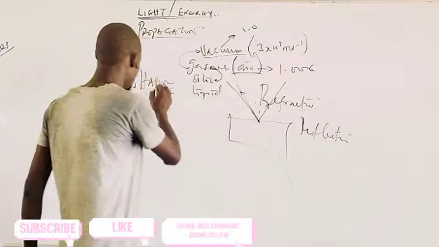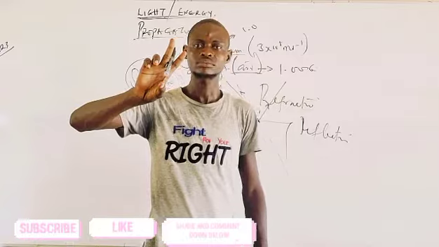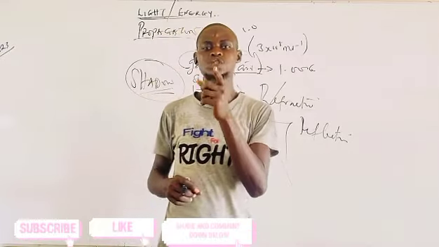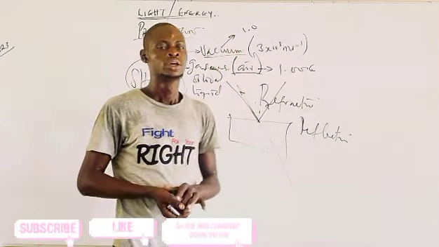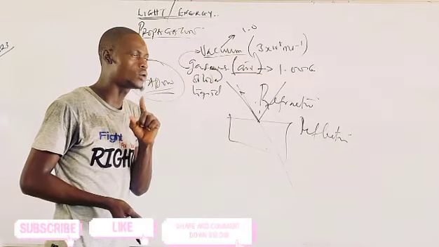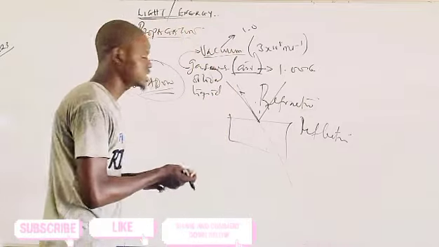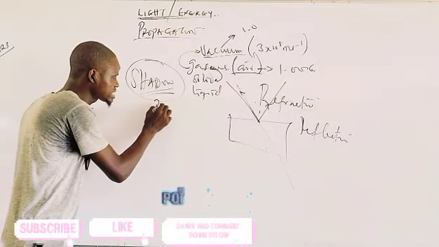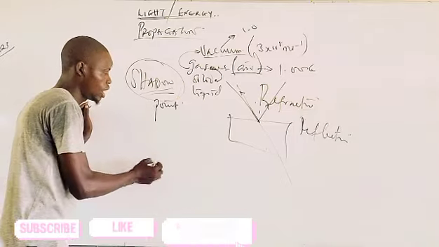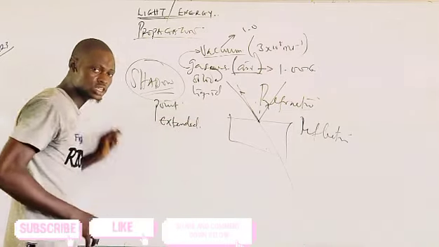Now, before I move on to explain this for you, I would like to introduce you to two things. When I was referring to sources of light in my previous video, I said we talk about luminous and non-luminous. On that luminous source of light, we can have the source in different forms. We can have it as a point source of light, or we can have it as an extended source of light.